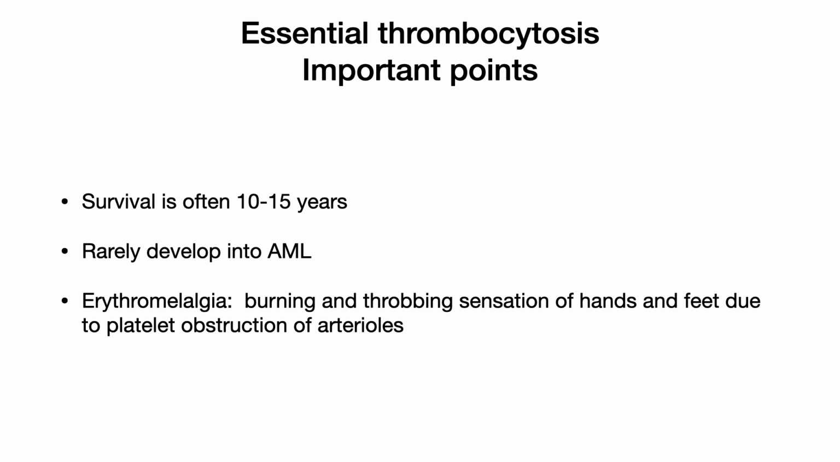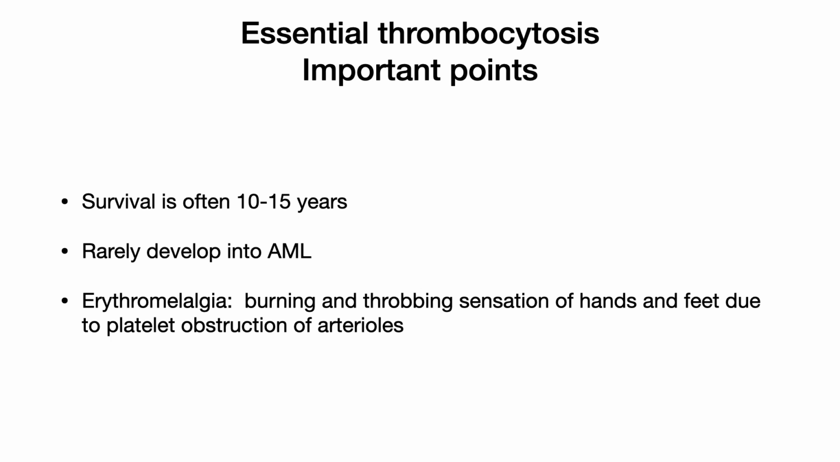This is what I think is one of the better ones to have. The survival is usually around 10 or 15 years, and they very rarely develop into AML. One thing I was reading, it says they can have something called erythromelalgia, if I pronounce that correctly, a burning and throbbing sensation of the hands and feet due to platelet obstruction of arterioles. I assume there would be other things that have similar, but in reading Robbins, this was the one they linked it with.